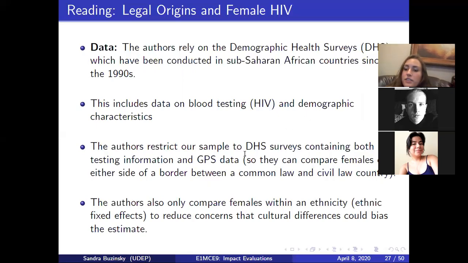The reason that she looks right on one border is because she wants to compare within one ethnicity or one culture. Maybe there are some cultures that aren't contained in just one country. They're spread out across two countries near a border. Then we can control for the fact that there might be differences in some cultures or ethnicities that create differences in HIV rates based on cultural factors, such as differences in acceptability, maybe, of extramarital sex, something like that.